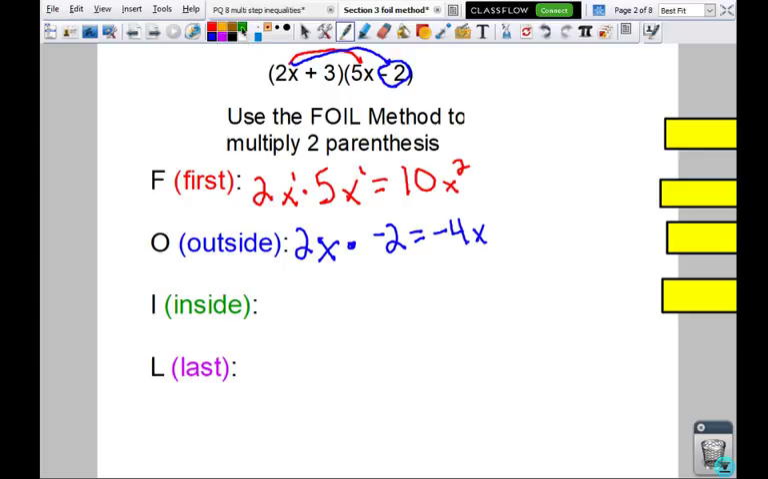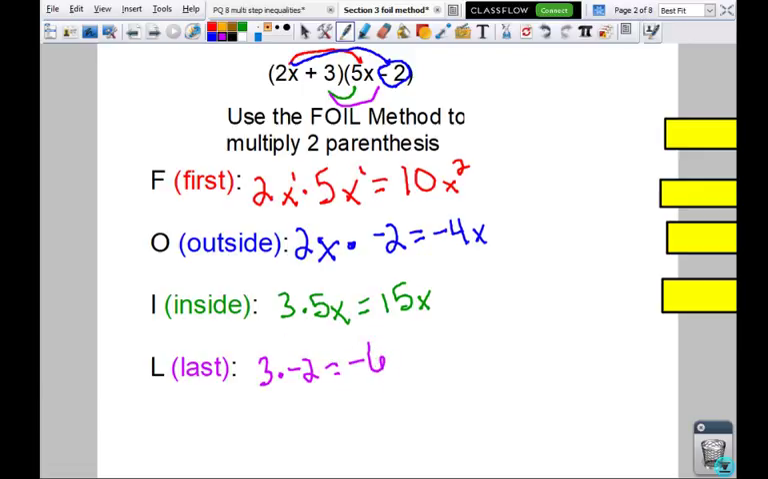Okay. For my inside, those are the two middle ones. I'm going to go 3 times 5x, which is 3 times 5 is 15. I just put my x there. And then the last are the last two things in each parentheses. So I'm going to go 3 times negative 2, which is just negative 6.